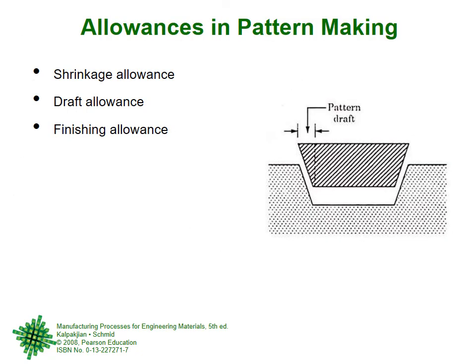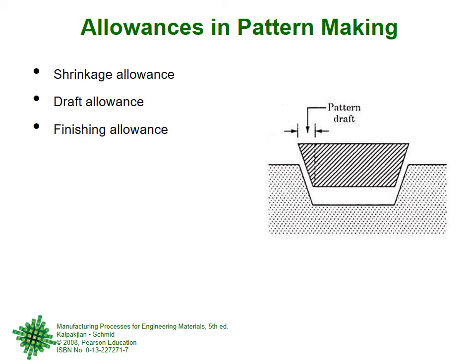Allowances in pattern making, right? I told you earlier, I am repeating it. When we make the pattern, this pattern is used to make the cavity in the mold, right? We make a solid pattern. We put this pattern inside the sand mold when we are making it. We pack the sand all around. Later on, we remove this pattern and the cavity is now there, the mold cavity in which the liquid molten metal will be poured.